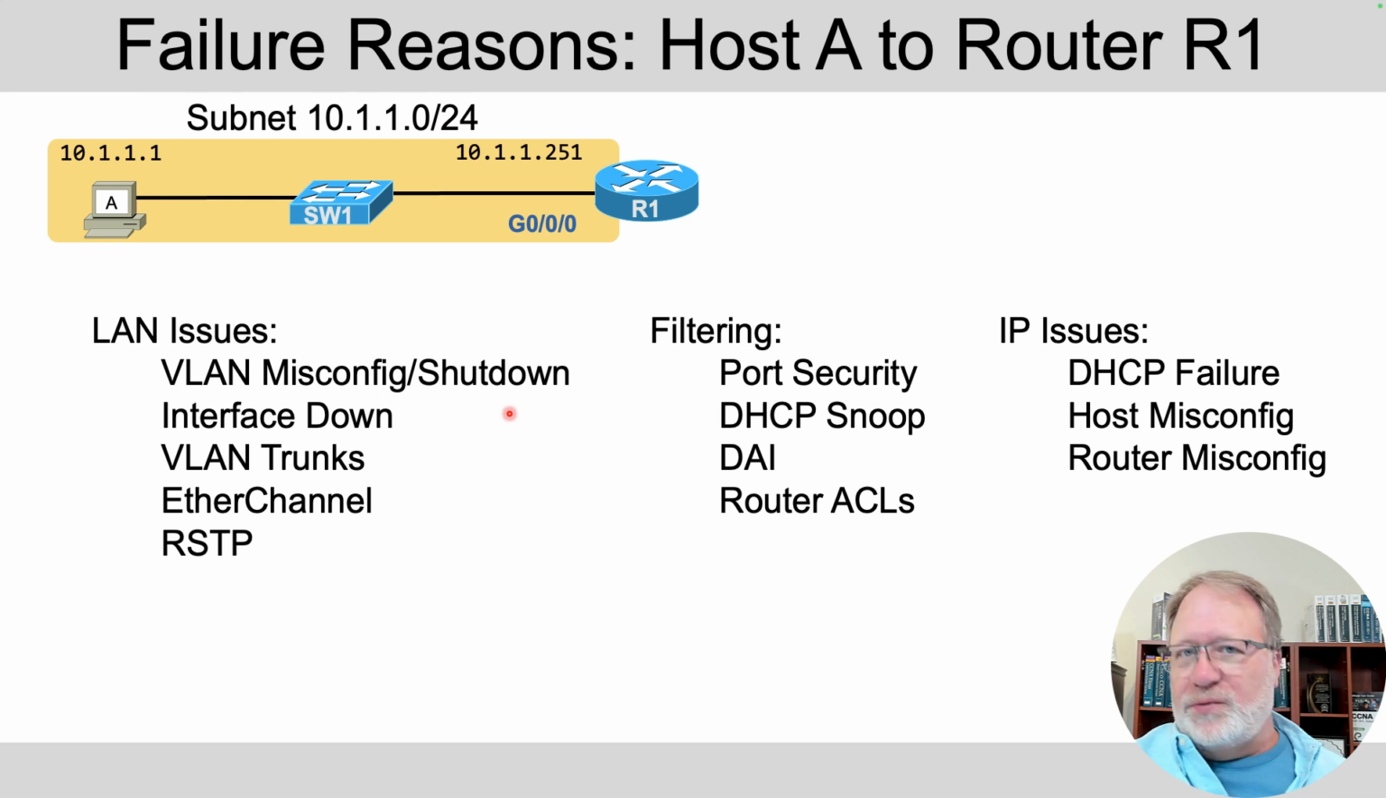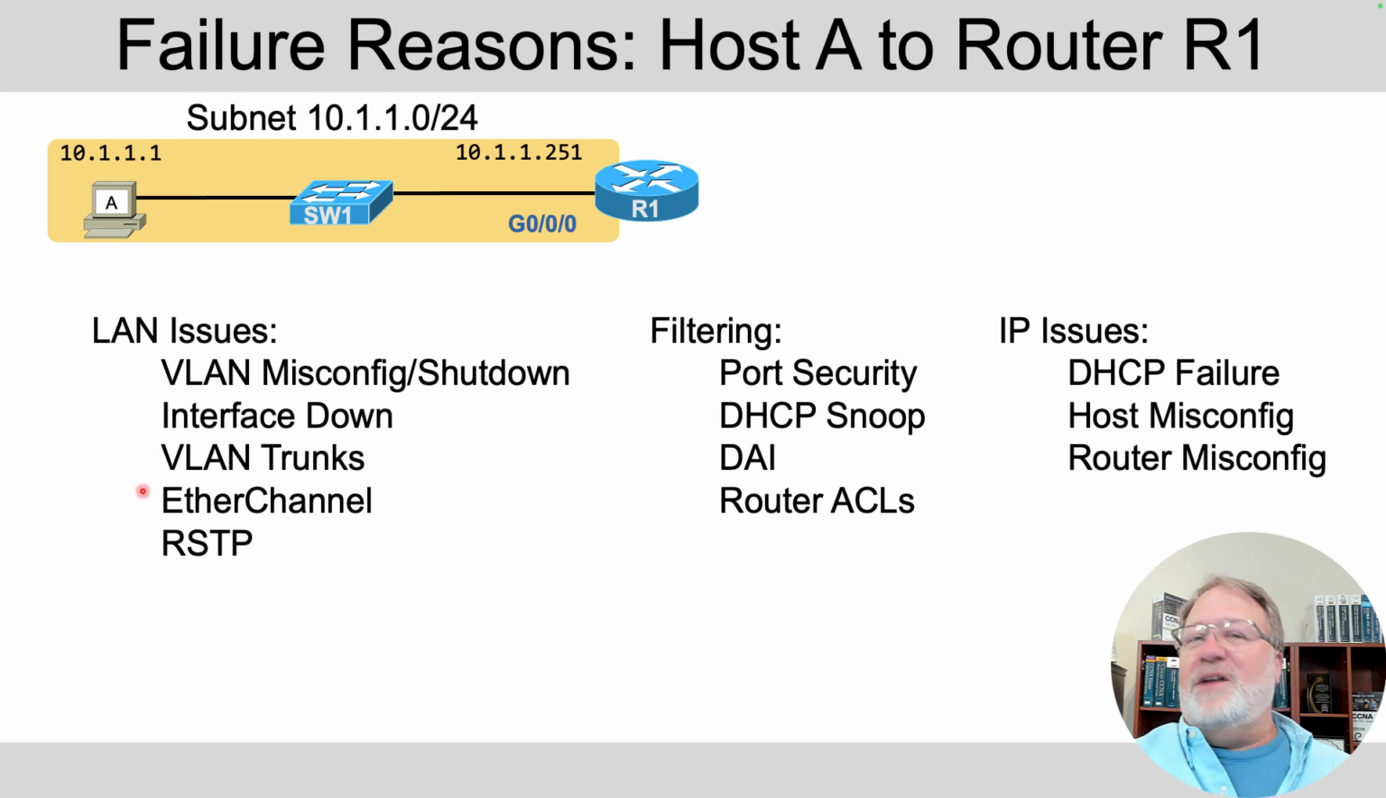In fact, just to go through many of them, not necessarily exhaustive, the LAN itself, you could have VLAN misconfiguration or shutdown or not configured. You could have one of the relevant interfaces down and broken. You could have a problem with your VLAN trunking configuration.